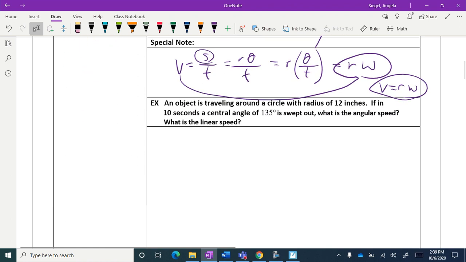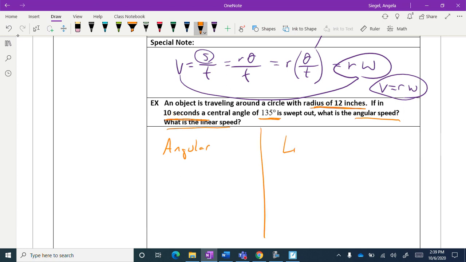So let's talk about a word problem that involves this. We have an object traveling around a circle with a radius of 12 inches. That's a key. In 10 seconds, a central angle of 135 degrees is swept out. What is the angular speed, and then what is the linear speed? Okay, so let's set this apart: angular, linear.